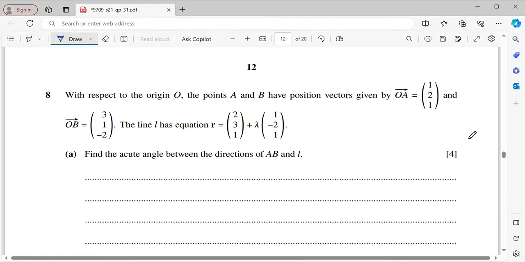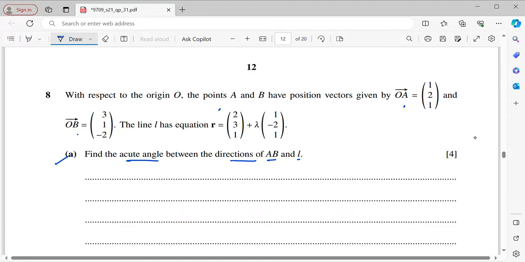Okay, now for question number 8. With respect to the origin O, the points A and B have position vectors given by OA and OB. Now the line L has equation r equals to (2, 3, 1) plus lambda (1, -2, 1). Now A, find the acute angle between the directions of AB and line L.